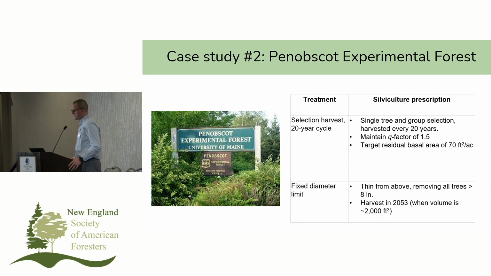The second example is a selection harvest every 20 years. So this kind of uses single tree and group selection using a Q factor approach with a residual basal area target of about 70 square feet per acre. And so just some examples of things here. We can see how the carbon develops through time. We can see what the harvested wood products do through time as well.